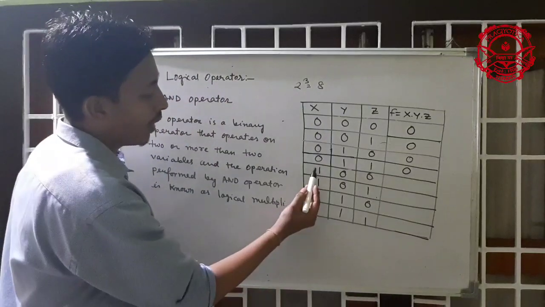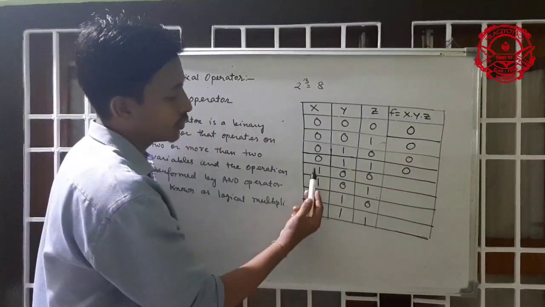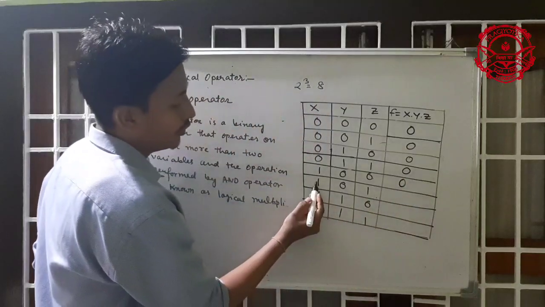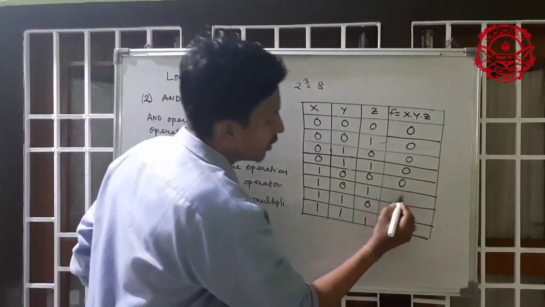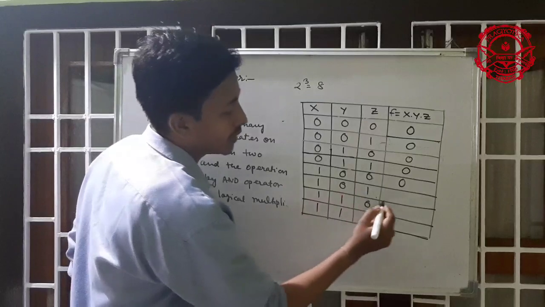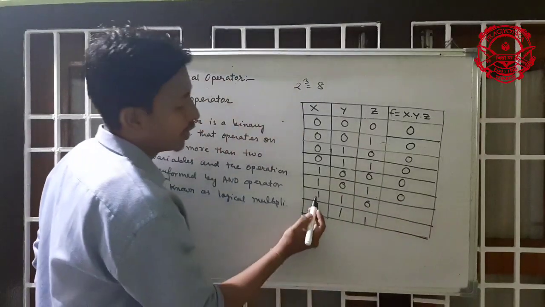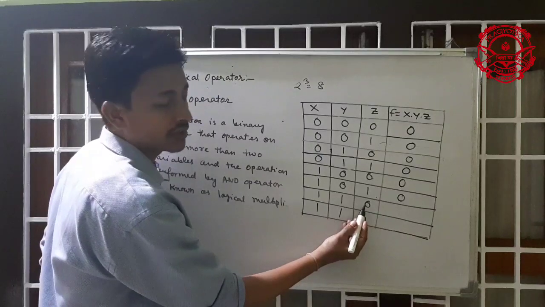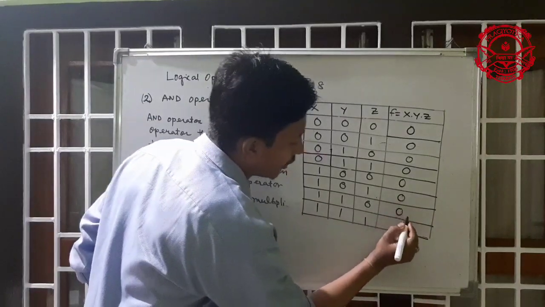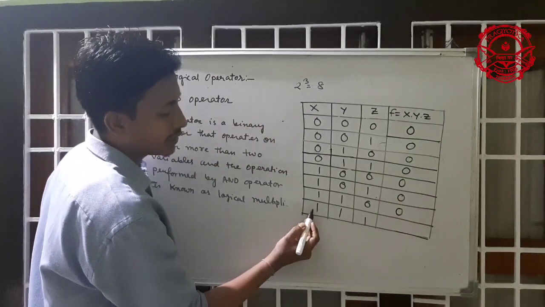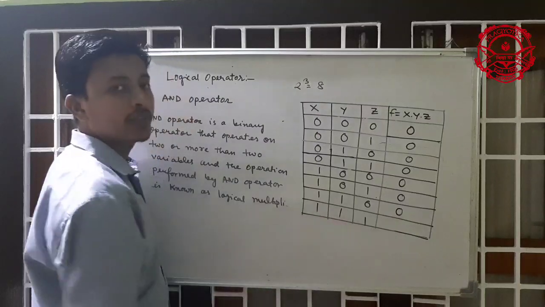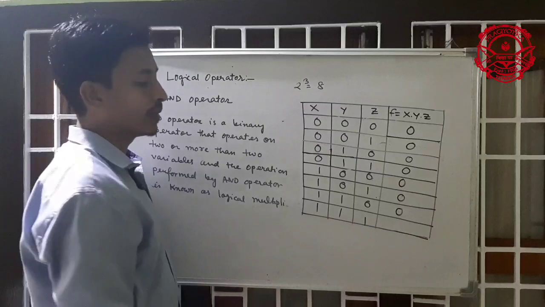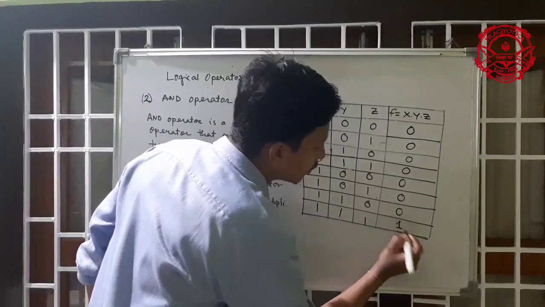Next, 1 0 0 means true false false, so false. True false true means there is a false value, so definitely false. True true, but there is a false, so the answer will be false. The last one, true true true, means all the variables are true, so the answer will be true.